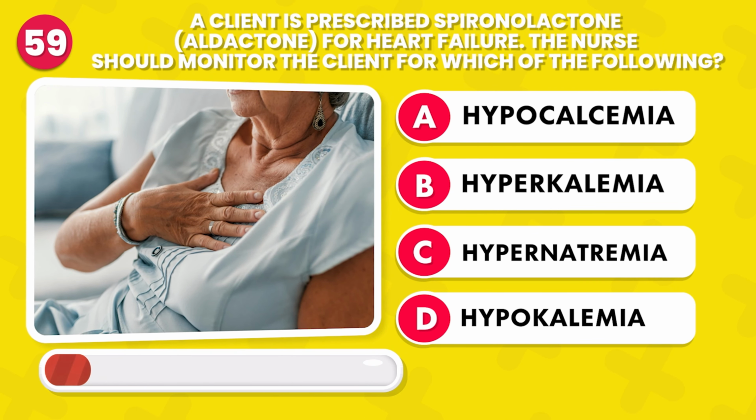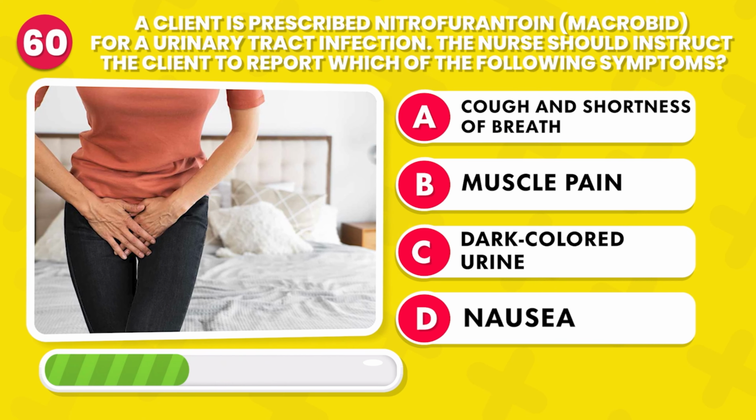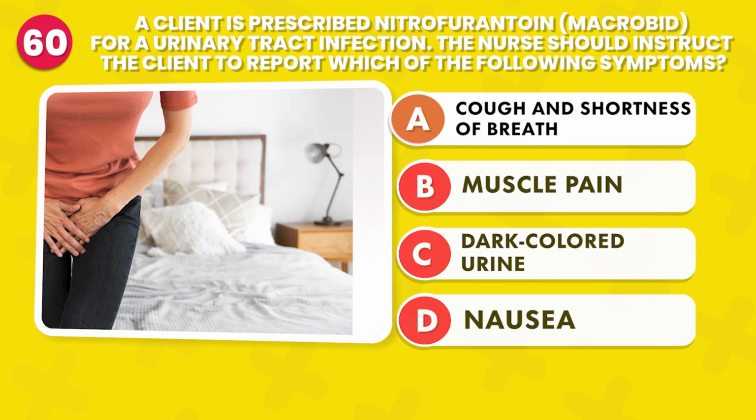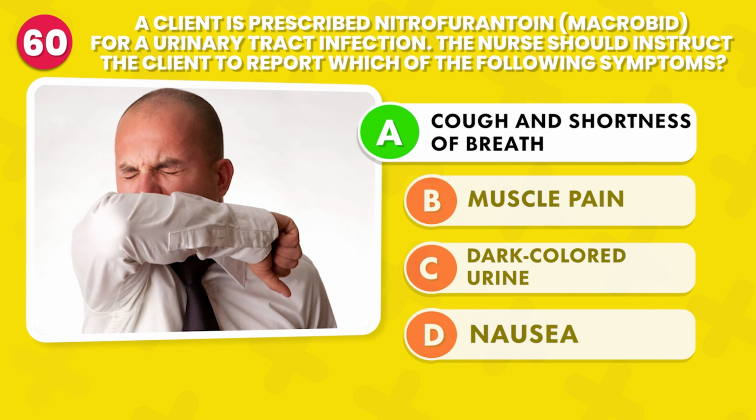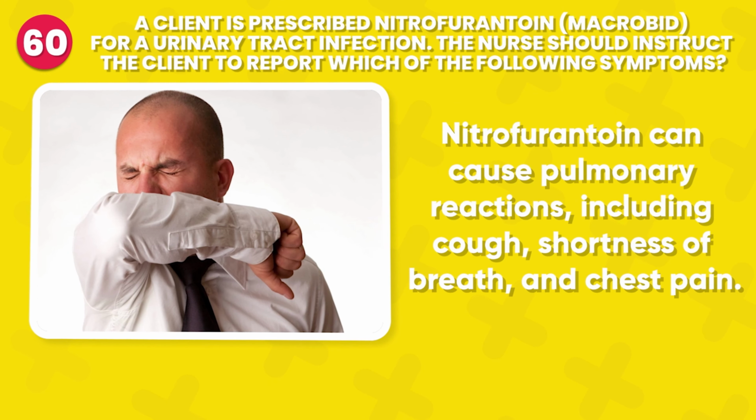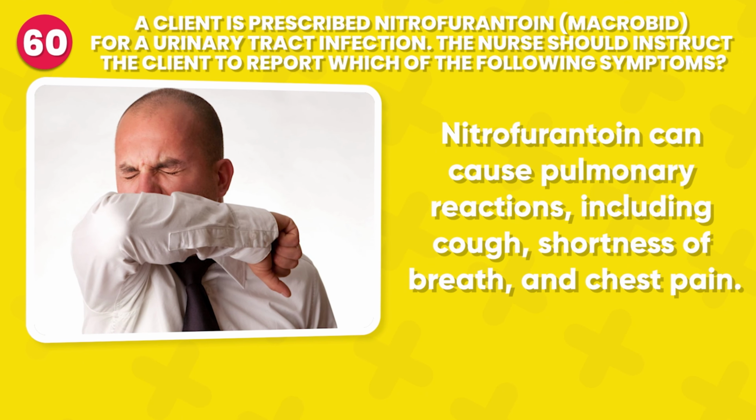A client is prescribed nitrofurantoin, Macrobid, for a urinary tract infection. The nurse should instruct the client to report which of the following symptoms: A. Cough and shortness of breath. B. Muscle pain. C. Dark-colored urine. D. Nausea. It's A. Cough and shortness of breath. Nitrofurantoin can cause pulmonary reactions, including cough, shortness of breath, and chest pain.